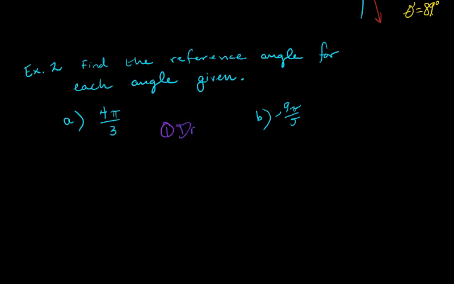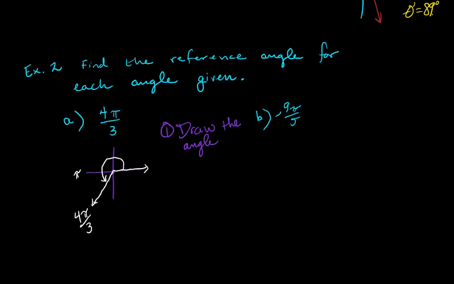Draw the angle. Right, so 4 pi thirds. Well, halfway around is how much? Halfway around is pi. And 4 pi thirds is bigger than that, so we're probably in the third quadrant. And so this is 4 pi thirds.